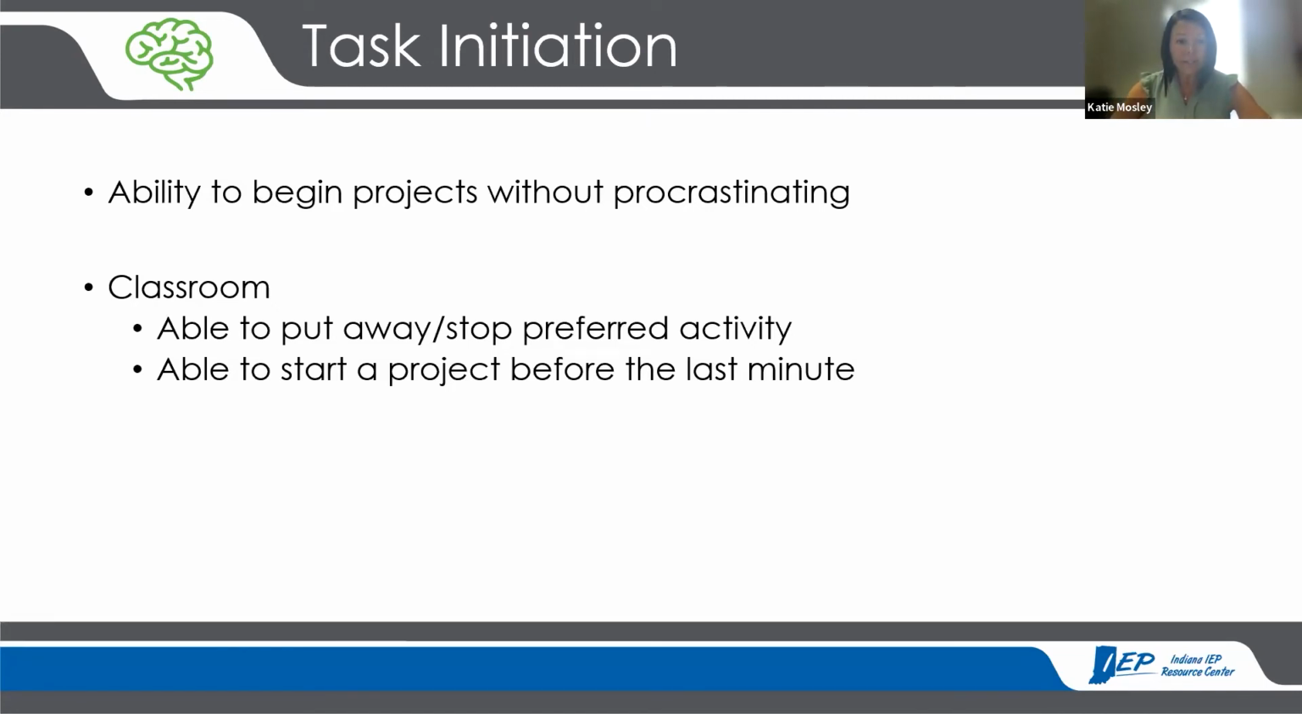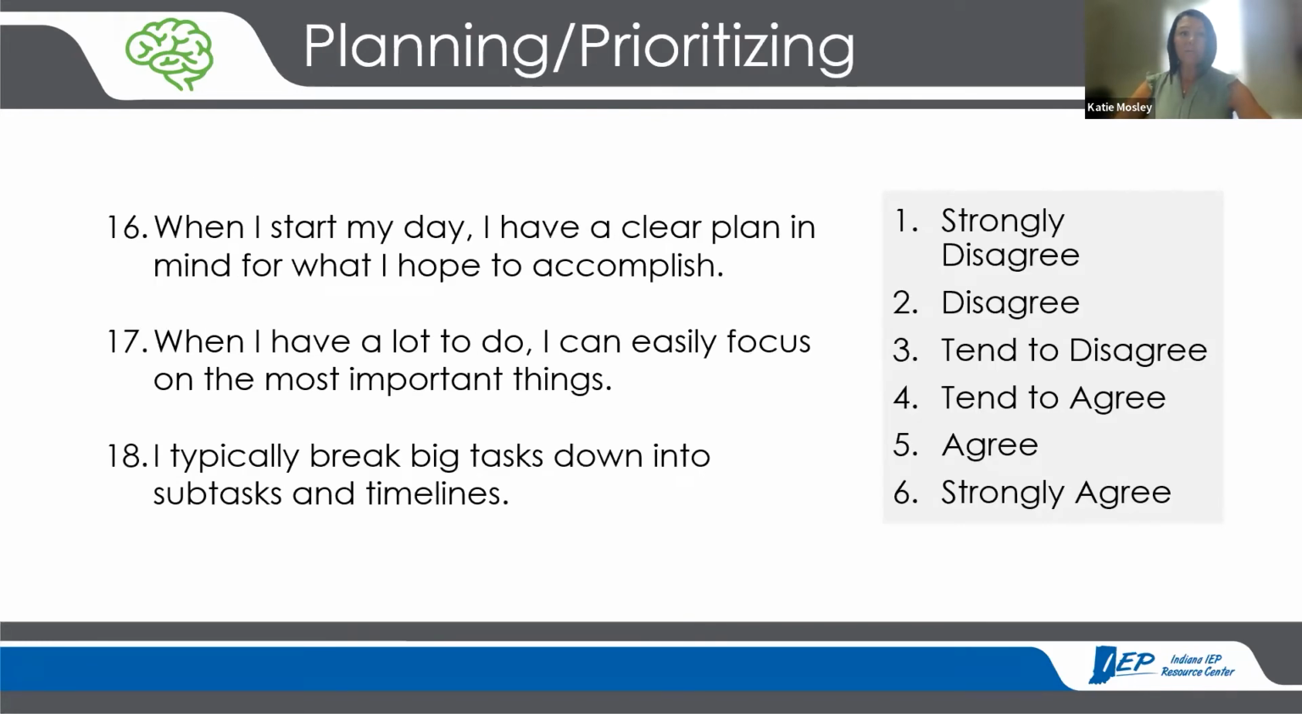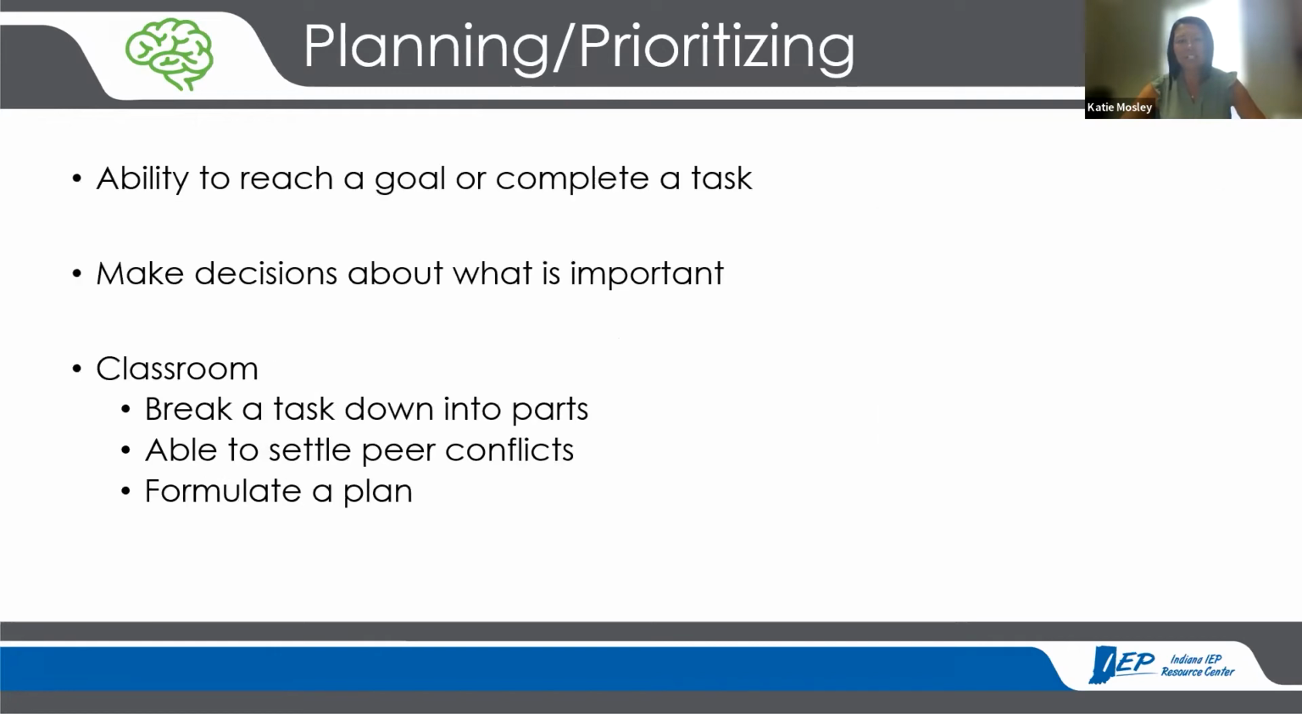So planning and prioritizing. When I start my day, I have a clear plan in mind for what I hope to accomplish. When I have a lot to do, I can easily focus on the most important things. And I typically break down big tasks into subtasks and timelines. So you can see the statement for 18 can really affect task initiation as well. So planning and prioritizing, can we set a goal and can we accomplish that goal? Can we complete the task?